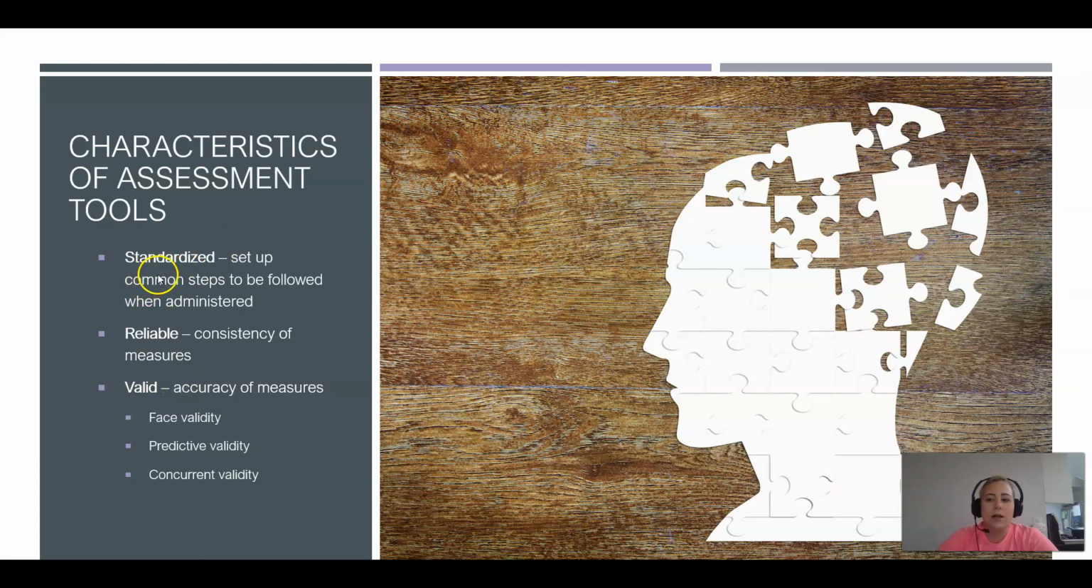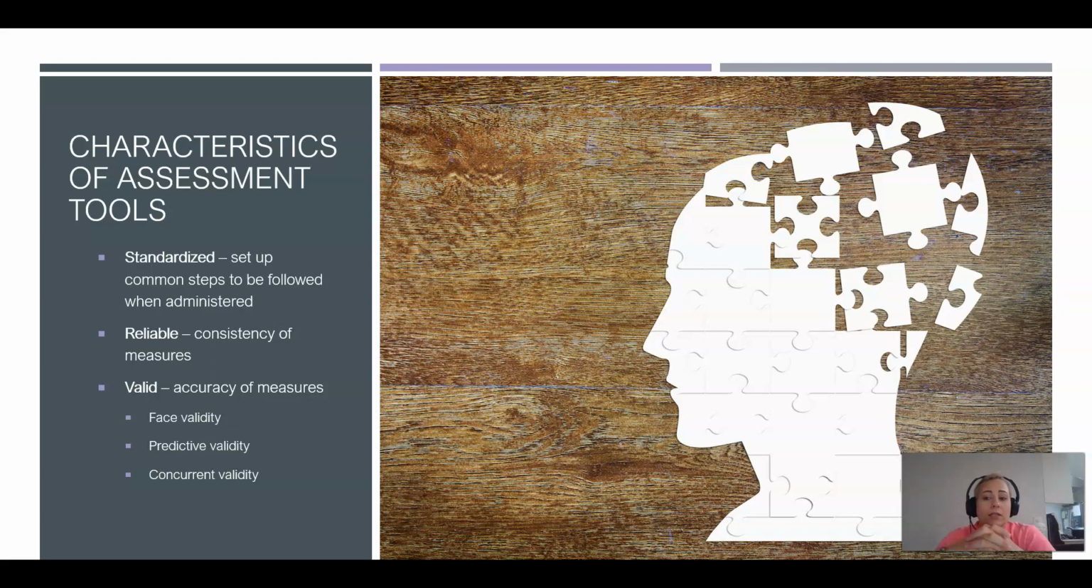When something is standardized, we are basically setting up steps to be followed when this test, this measure, is administered. For example, standardized tests are a hot topic in the education world. We do what's called norming. We have one group take the test, and we believe they are representative of the norm. Then the next time you take the test, you see how you compare to that average. That's the process of standardizing something. We want to make sure we follow the same steps and make it as systematic as possible.